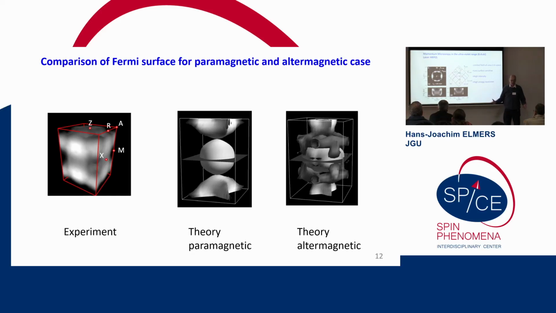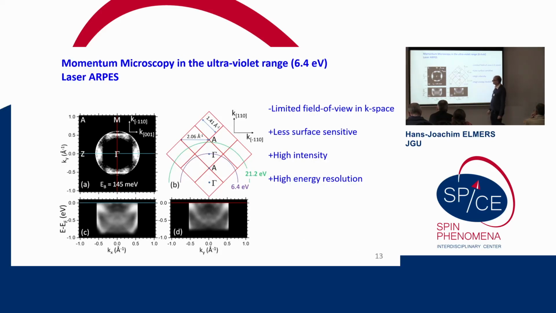So these were experiments at the synchrotron. We can do experiments also in our lab using laser excitation. In this case, we excite photoelectrons by just 6.4 eV. This is very good for practical reasons because you can use the fourth harmonic of a titanium sapphire laser. And this gives you the opportunity to do these experiments in the lab. And there is a drawback, of course. You will have a limited field of view in momentum space.